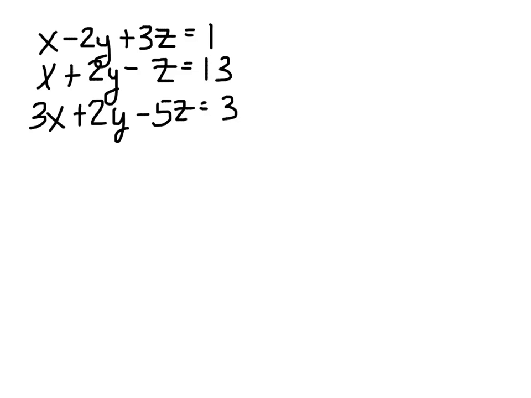So the first thing that I like to do is, if I look at all three, I'm just going to look at the first two and decide which letter I would like to get rid of. I'm going to get rid of the y's in this problem because, if I add straight down like elimination, they're going to go away. So if I add those together, 1x plus 1x gives me 2x. The y's cancel out. 3z minus 1z is 2z. And 1 plus 13 is 14.